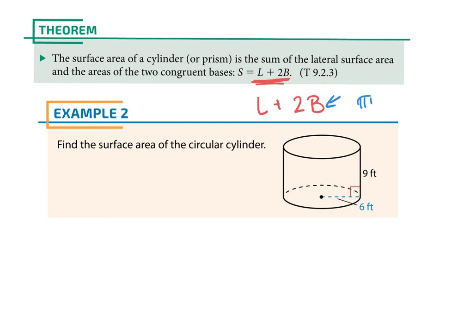Pi r squared. All right, so on your sheet, if you want to, for a circle, you can either write your lateral area plus 2 of your bases, or you can say 2 pi r, that's my 2 pi r times h, that's my lateral area if I want to plug that in. And here, you can say lateral area plus 2 pi r squared. All right, you have to remember your formula for your cylinder.